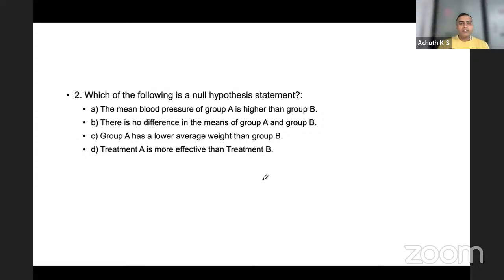The mean blood pressure of group A is higher than group B. There is no difference in the means of group A and group B. Group A has lower average weight than group B. Treatment A is more effective. Treatment B. What does the null hypothesis say? That means there is no difference in means or anything, no significance, no involvement of anything. So the answer is B.